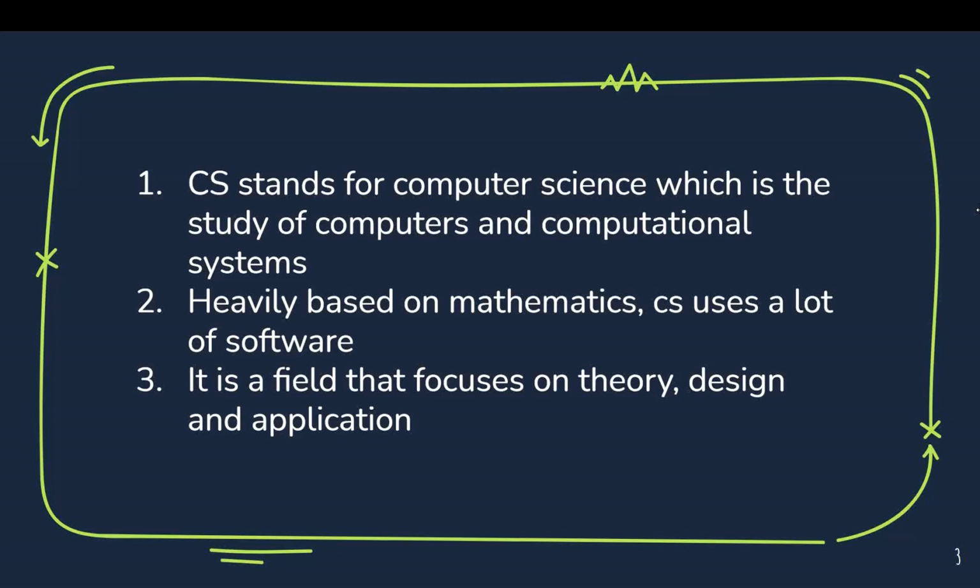But CS is heavily based on math. So computer science, if you guys have ever looked at the AP, it is under the math category just because it is so heavily reliant on mathematics concepts, and mathematics and computer science really coincide with each other in a lot of spots. And number 3, computer science is a field that focuses on theory, design, and application.